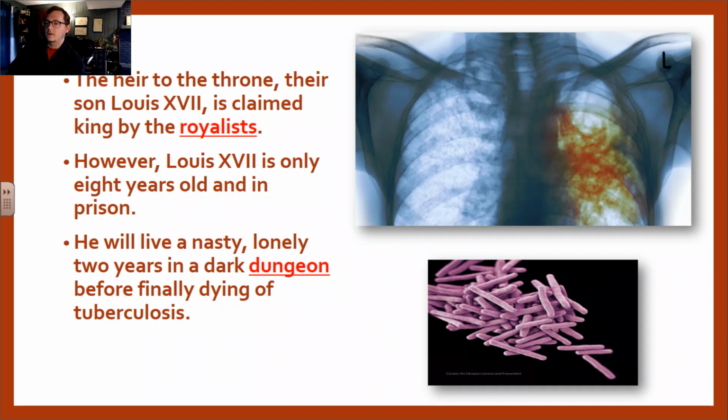So the heir to the throne, their son, Louis XVII, is claimed and put in prison. He will die of tuberculosis, which is basically where your lungs fill with blood.